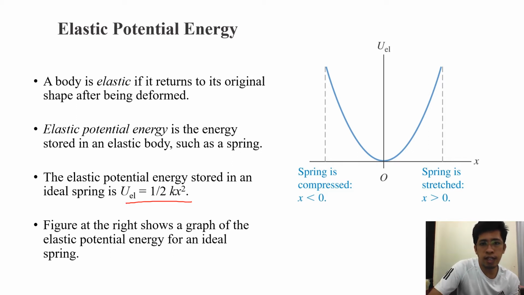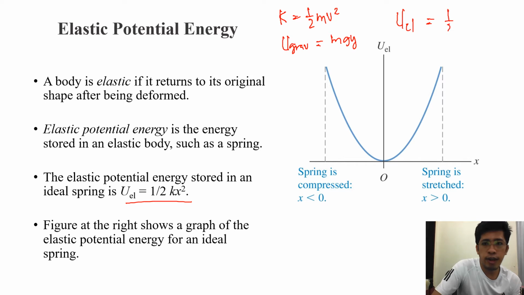So we now have three energies. You have your kinetic energy, which is 1/2 mv squared, your gravitational potential energy, U grav, which is equal to mgy, and now your elastic potential energy, which is equal to 1/2 kx squared.